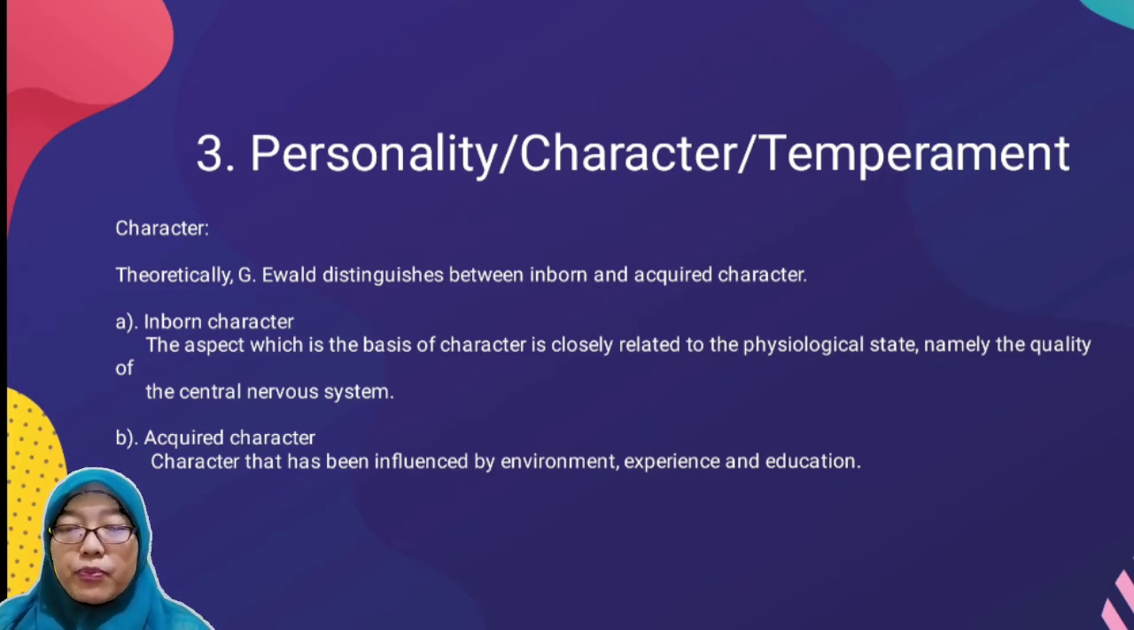Then character. Theoretically, a distinction is made between inborn and acquired character. Inborn character means the aspect which is the basis of character is closely related to the psychological state, namely the quality of the central nervous system. And then acquired character is character that has been influenced by environment, experience, and education.